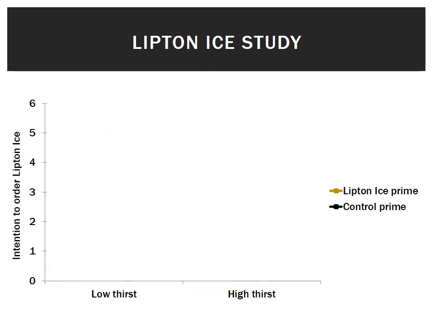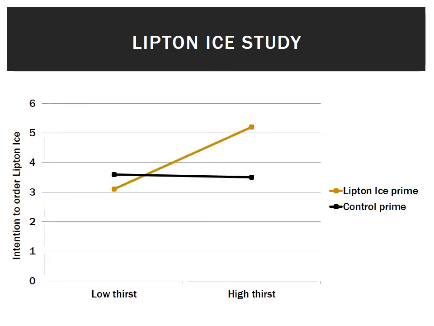All right, so I'm going to show you the results here. On the bottom, the x-axis, you can see low thirst to high thirst, because as it turns out, level of thirst actually matters. On the y-axis, intention to order Lipton Ice, from low to high, so higher numbers mean greater intention of ordering Lipton Ice. The yellow line is the Lipton Ice prime, and the black line is the control prime. So here are the results. It turns out that the prime only works if people were already thirsty.